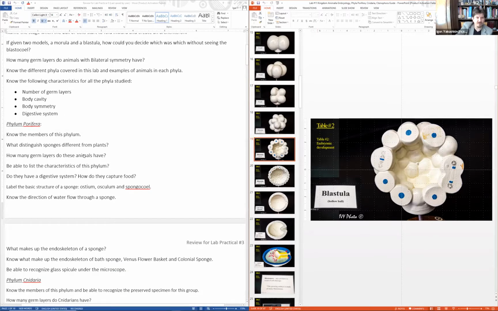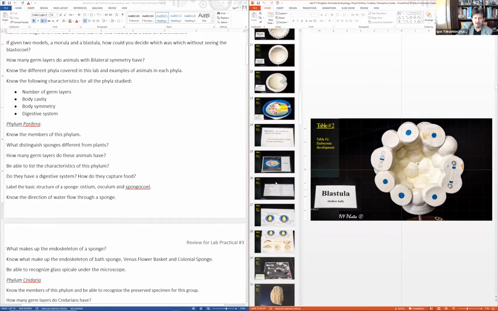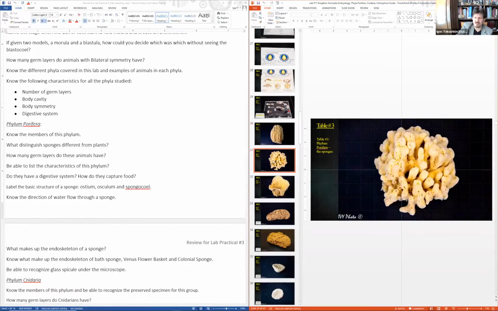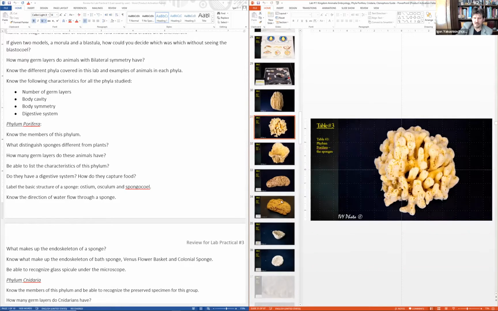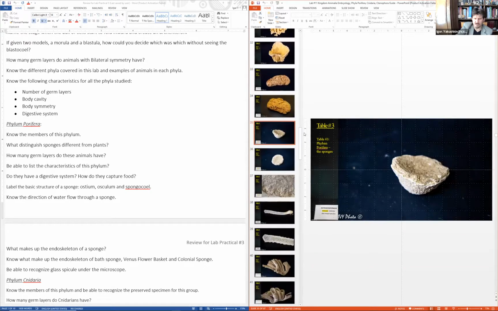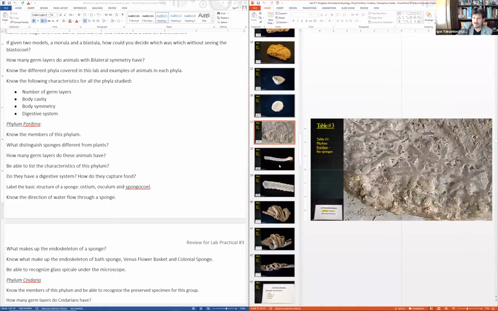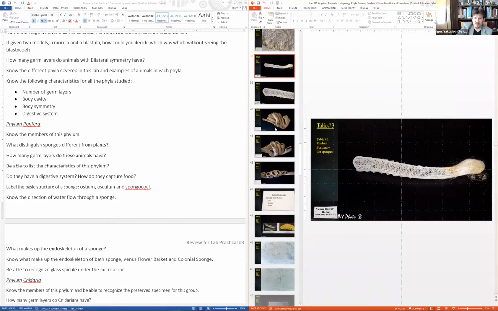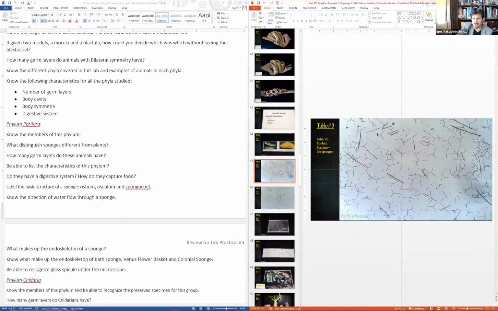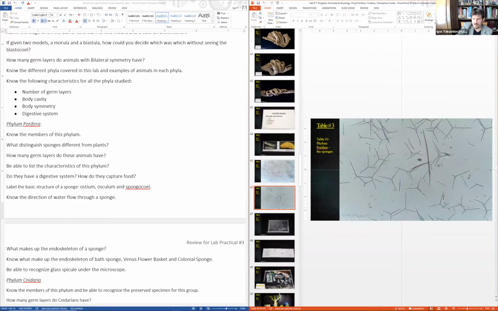So Phylum Porifera. Know the members of the Porifera. We're talking about the bath sponge, the calcareous sponge. Know that these particular structures, like 6-ray stars, are known as the spicules. This is a glass sponge. This is a colonial sponge. Here's the glass sponge spicules under the microscope. Quite nice, like a Mercedes, 3-ray stars.